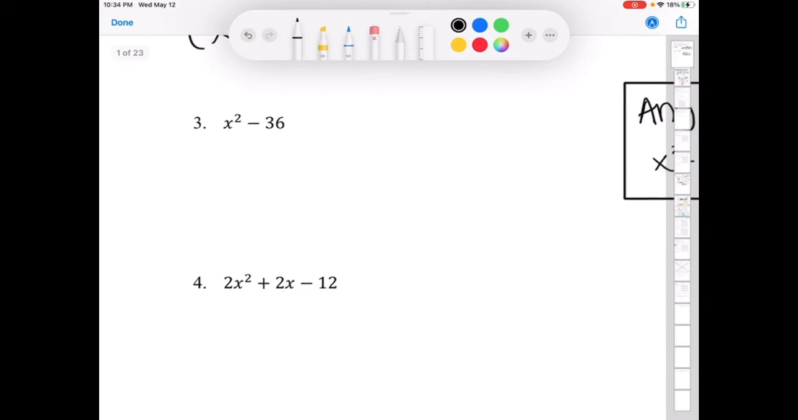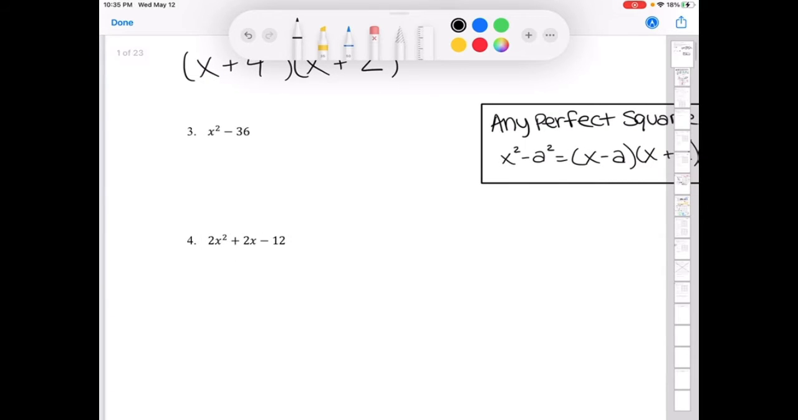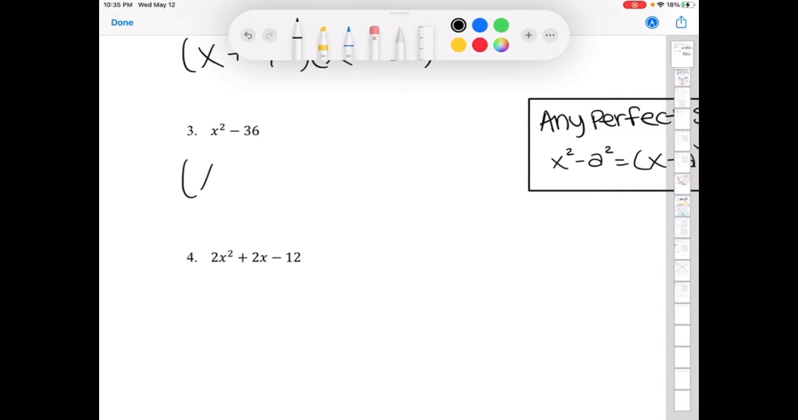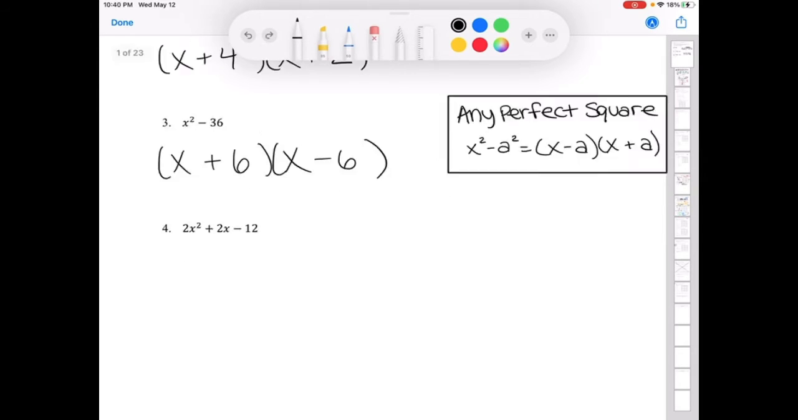Okay? Here for number 3, this is going to have to be x times x because that's the only way to get x squared. And here I know that 6 times 6 is 36. And here I have no middle term, so I'm going to have plus 6 minus 6 because 6 times negative 6 will give me that negative 36, but 6 plus that negative 6 will give me 0.